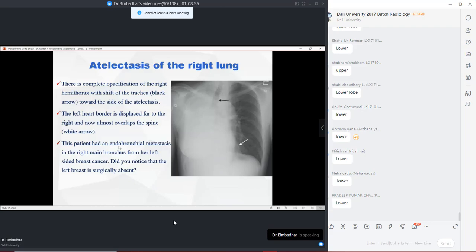Okay, so is this concept clear here? How do the heart structures move? How does the trachea move? Okay, is this clear now? Right? Okay.